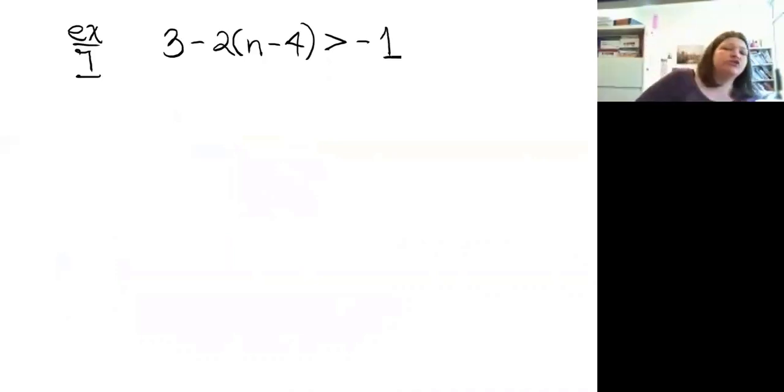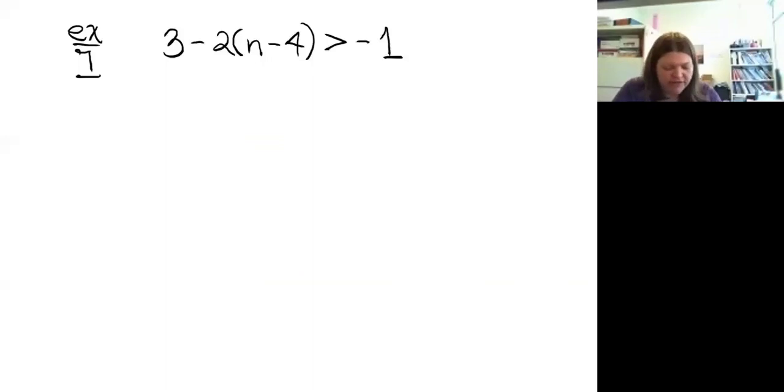3 minus 2 times the quantity n minus 4 is greater than or equal to -1. I just wanted to bust out an inequality that has a lot of steps, like our equations the other day had a lot of steps. Taking a look at this, I definitely see some simplifying I can do on the left-hand side. So I'm going to simplify before I solve. The first thing I notice is that there's some multiplication. This -2 is shoved up against this parentheses, meaning that -2 is multiplying by everything in the parentheses. I'm going to do that math.